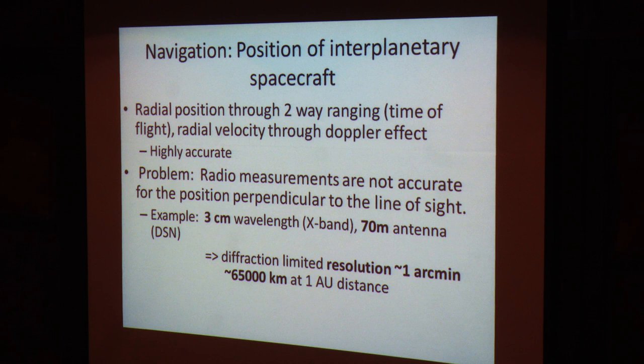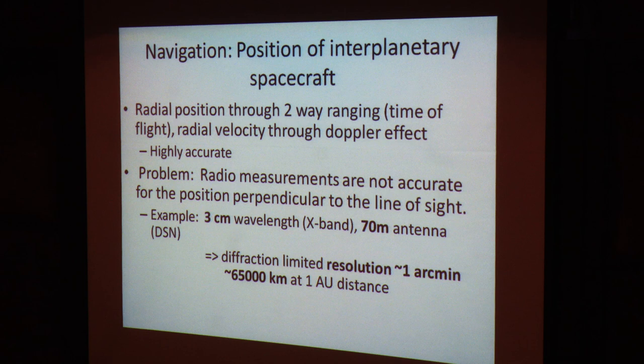So the other aspect of navigation is to measure the position and the velocity of the spacecraft, essentially to be able to navigate the spacecraft, especially an interplanetary spacecraft. So with radio navigation, the radial position can be measured simply by measuring the time the radio wave needs to get back and forth. This is very accurate. And through the Doppler effect, which is also used to get you a speed ticket, one can measure the velocity of the satellite. All this is quite accurate.